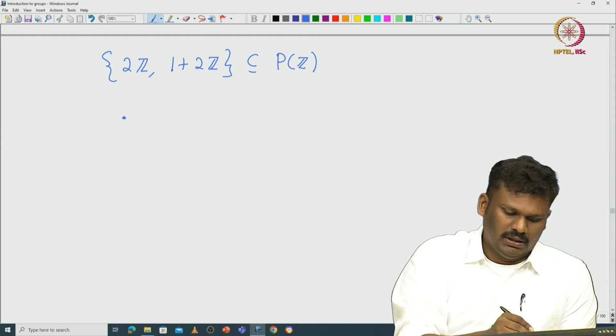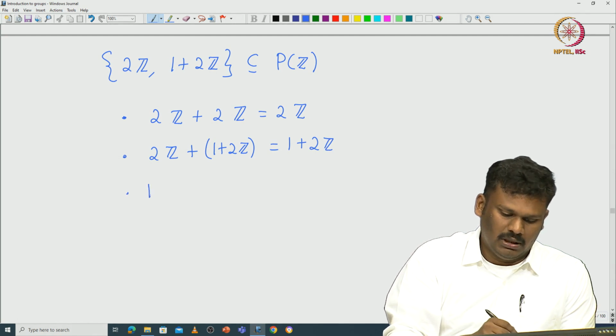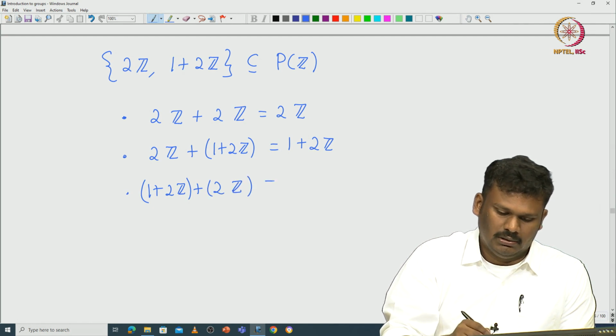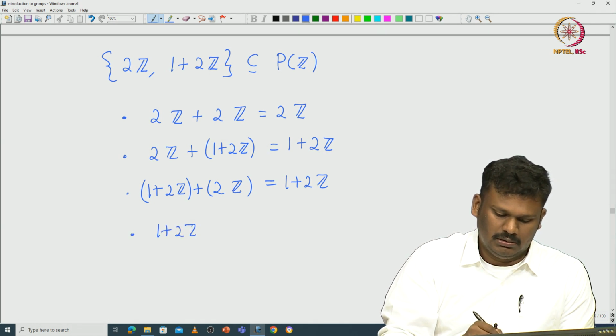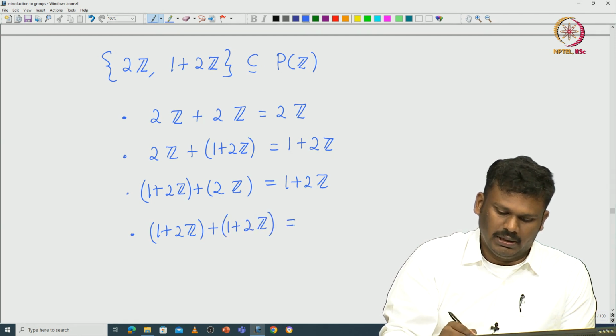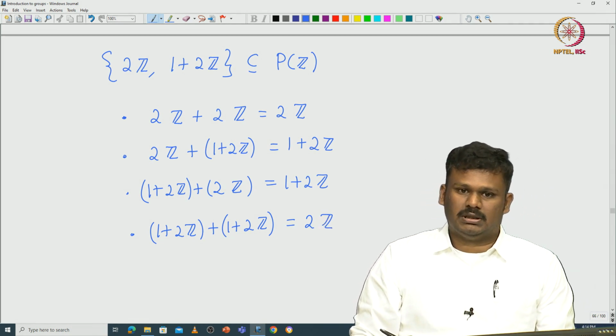So, what are we telling? We are telling that 2Z plus 2Z, if I add, I get 2Z, and then if I take 2Z plus 1 plus 2Z, then you are getting 1 plus 2Z. Similarly, if you take 1 plus 2Z and then 2Z, you get 1 plus 2Z. Similarly, if you take 1 plus 2Z, 1 plus 2Z, then you are getting 2Z, because 2 plus 2Z is again 2Z.